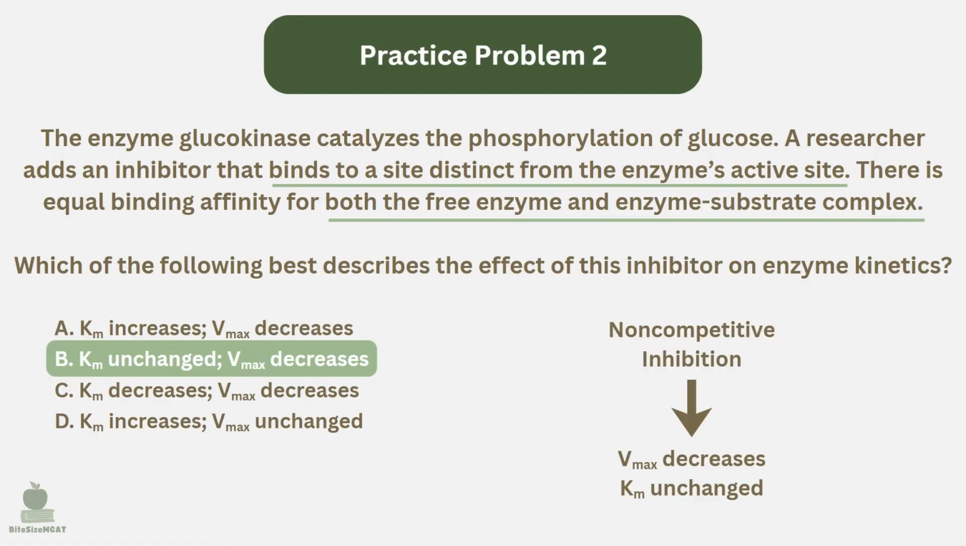What about the other answer choices? Well, let's first look at A. Km increasing and Vmax decreasing is actually an example of mixed inhibition, where an inhibitor has different affinities for free enzyme and enzyme substrate complex. C says Km decreases and Vmax decreases. And what is this an example of? Yeah, this is uncompetitive inhibition, so not non-competitive inhibition. Now, what about Km increasing and Vmax being unchanged? Yeah, that's competitive inhibition. So all of this leads us to believe that B, Km being unchanged and Vmax decreasing, is the right answer for non-competitive inhibition.